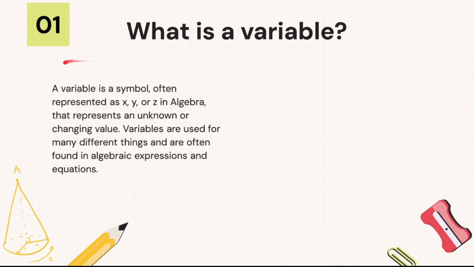What is a variable? A variable is a symbol or letter which represents an unknown or changing numerical value. In algebra, we often represent them using x, y, or z, and while variables have several different uses, we are going to be focusing on their use in algebraic expressions and equations.